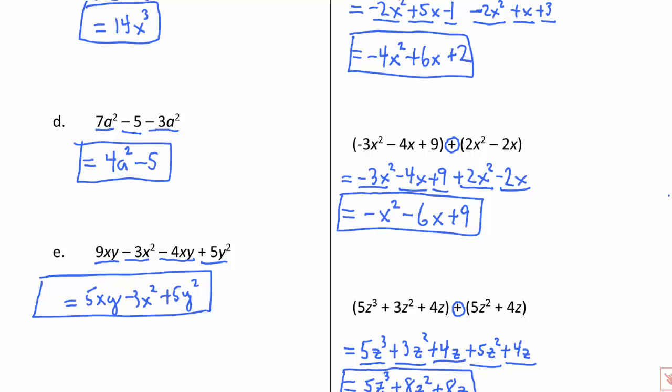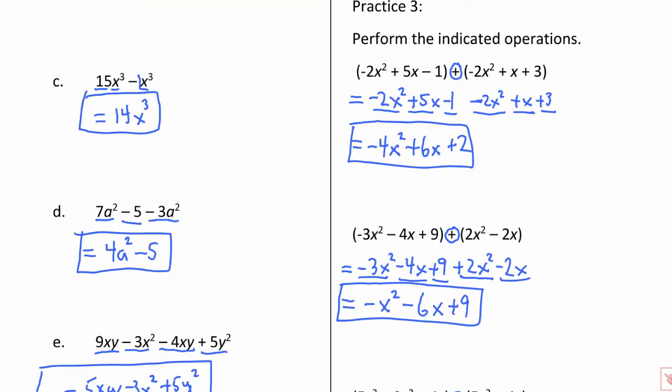What type of polynomial? It's a trinomial. And then the one previous to that is negative 4x squared plus 6x plus 2. What's its degree? 2. What's its type?